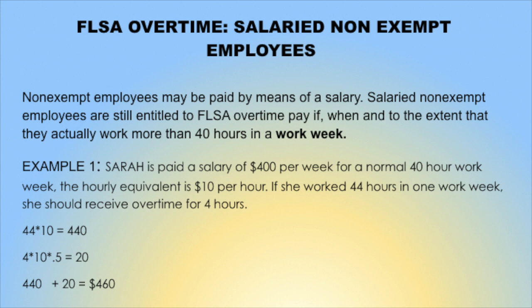So first we will calculate the regular earnings for all the hours worked. 44 times 10 is 440. And then we will calculate the overtime premium. So 4 hours times 10 times 0.5 gives you $20. So 440 plus 20, the total earnings for that pay period is $460.